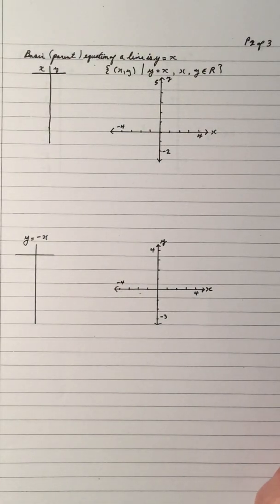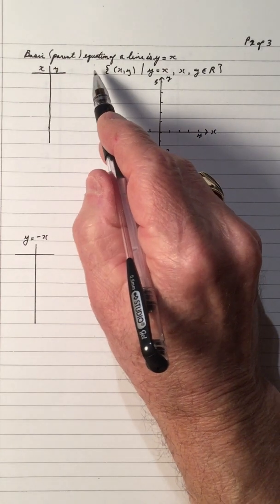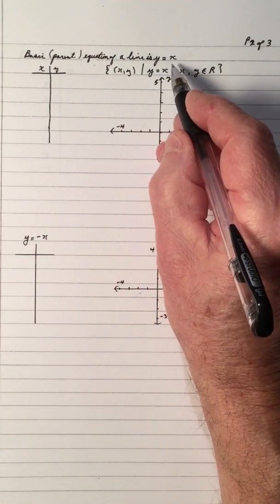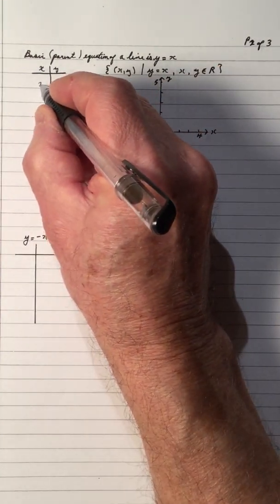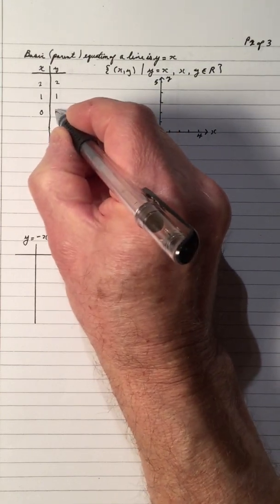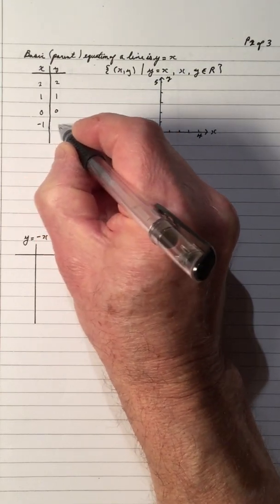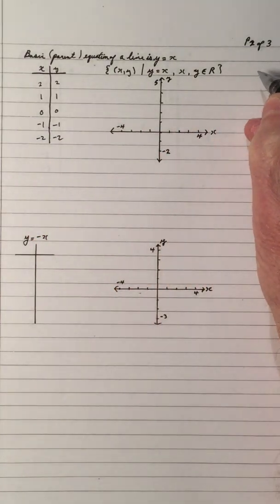The basic equation, what I'm going to do first is introduce the equation of a line. You'll see the reason as I go on in the video. The basic equation of a line is y equals x. So since y equals x, if x is 2, y is 2. If x is 1, y is 1. If x is 0, y is 0. If x is negative 1, y is negative 1. If x is negative 2, y is negative 2.